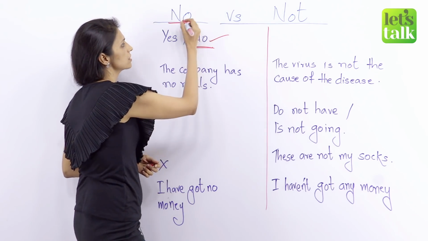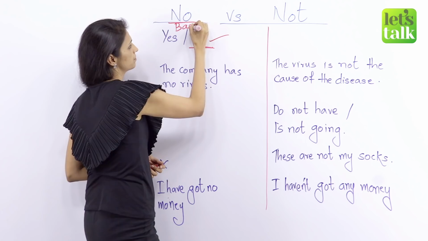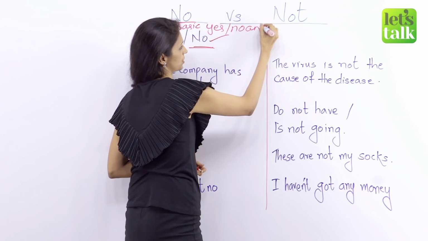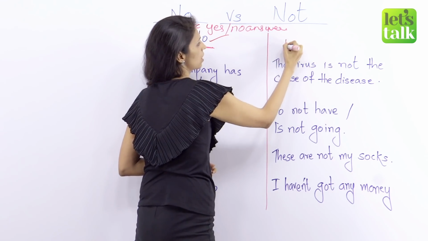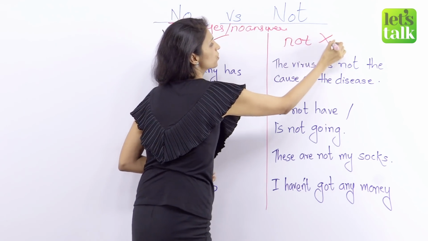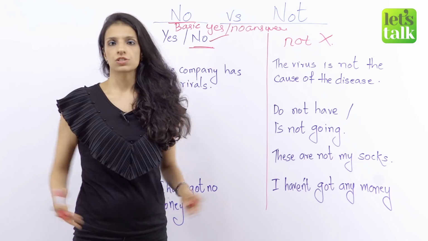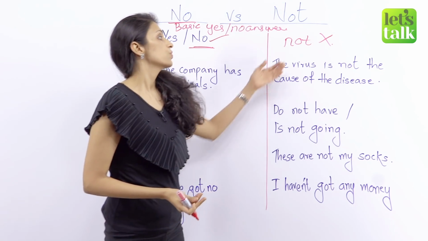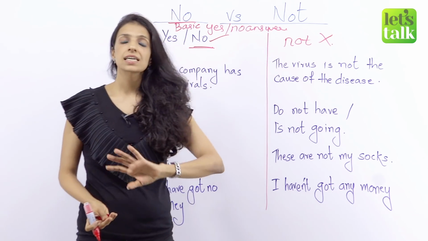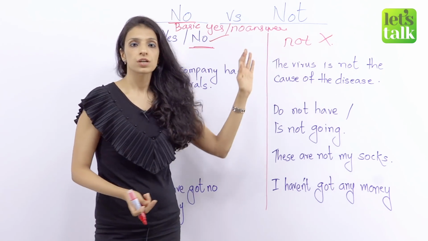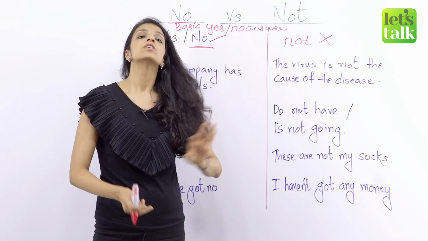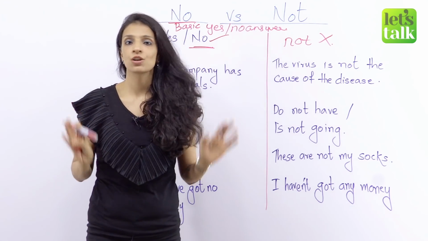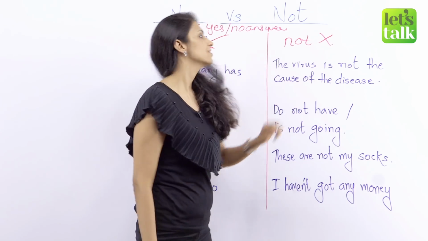So no is for basic yes or no answer. Okay. Whereas you cannot say not. Okay. It does not make sense. So you cannot use not for a basic yes or no question. You cannot replace not by no. So when you just want to say, just say no and not not.